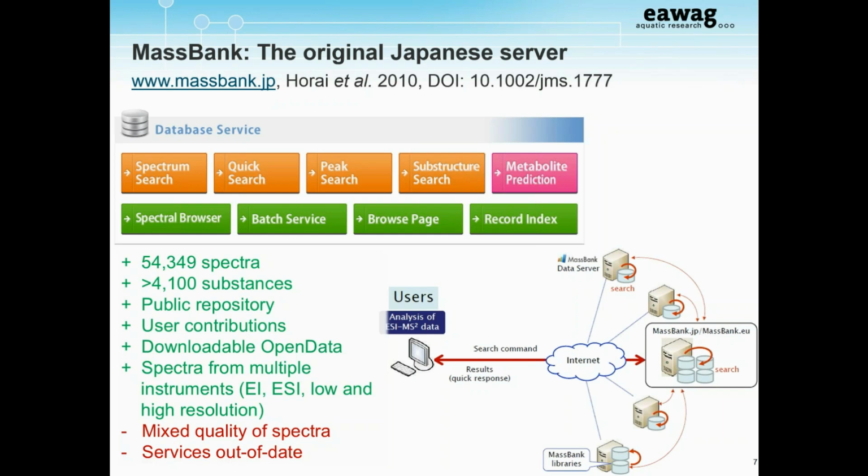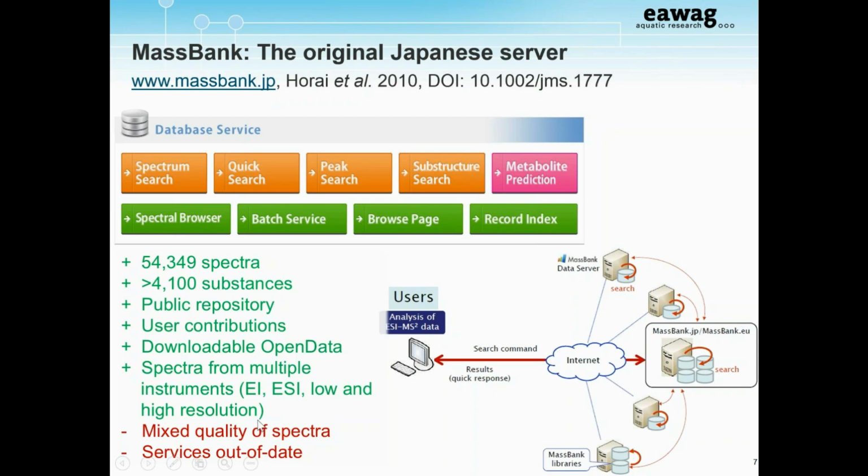This is a public repository of user contributions, and the original model was a distributed model where all the users could also contribute a server. This has changed now. We only have two main servers, the MassBank JP and EU. We have downloadable open data associated with MassBank so that you can access the vast majority of the data. Some of them have different license conditions. And this is also a mixed database.